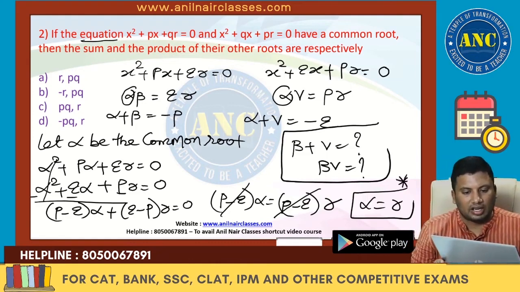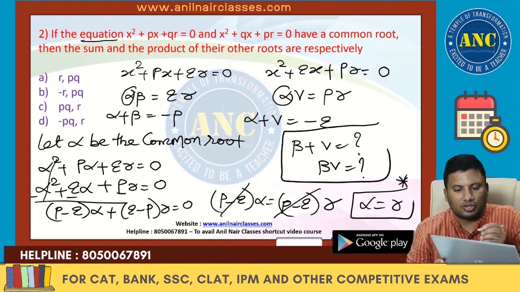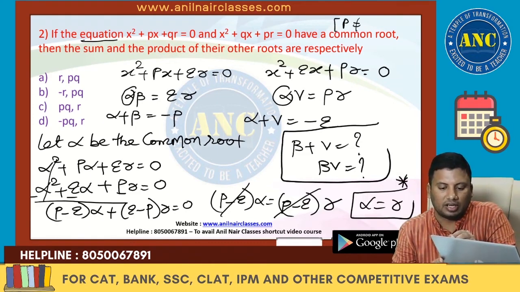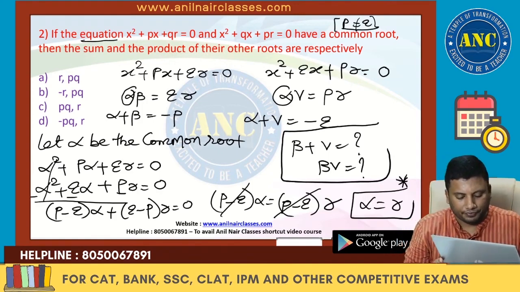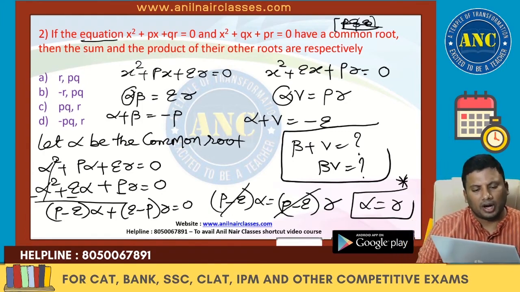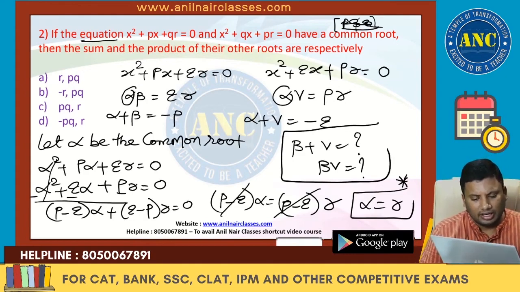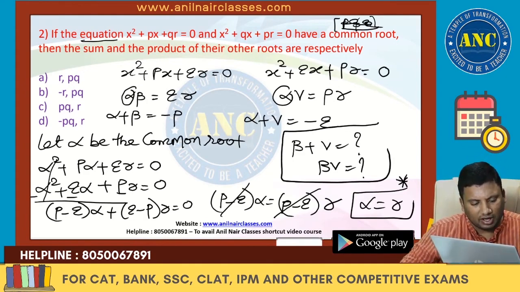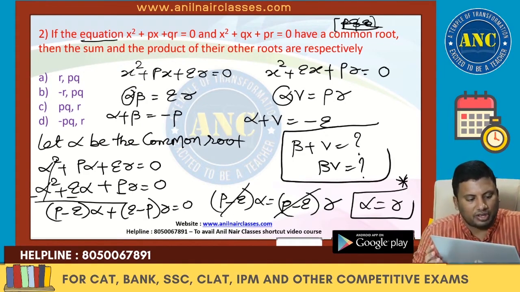So p is not equivalent to q. It should be given in the question that p is not equal to q. Right? Even if it is not given, the answer will not change. Anyway, it is the product of other roots, so it will not change. So what is it that we got? (P minus q) into alpha equivalent to (p minus q) into r, so alpha is nothing but r.